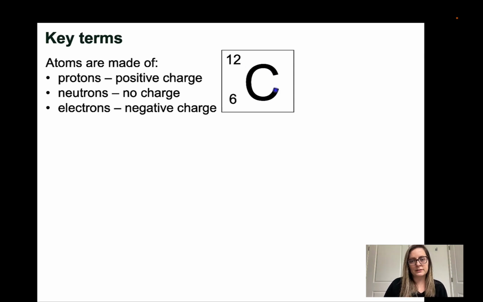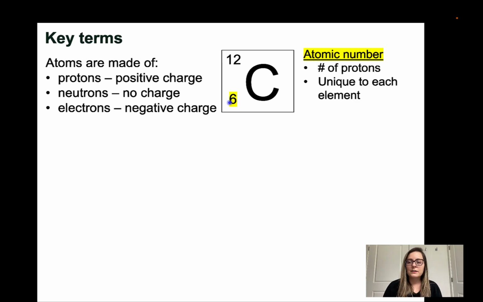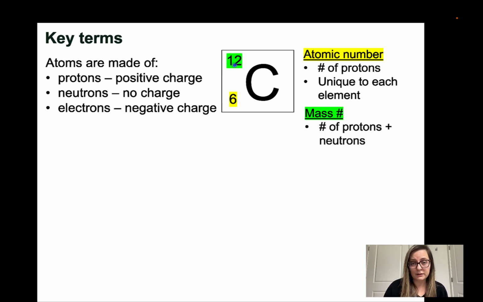And there are 2 numbers on the periodic table. They can be on the top or on the bottom, but we're going to start with the smaller number here. The smaller number is the atomic number. This is the number of protons in an individual atom, and this is unique to each element. So if the number of protons changes, the element changes. The larger number, shown here on the top in green, is the mass number. And this is the number of protons plus the number of neutrons.